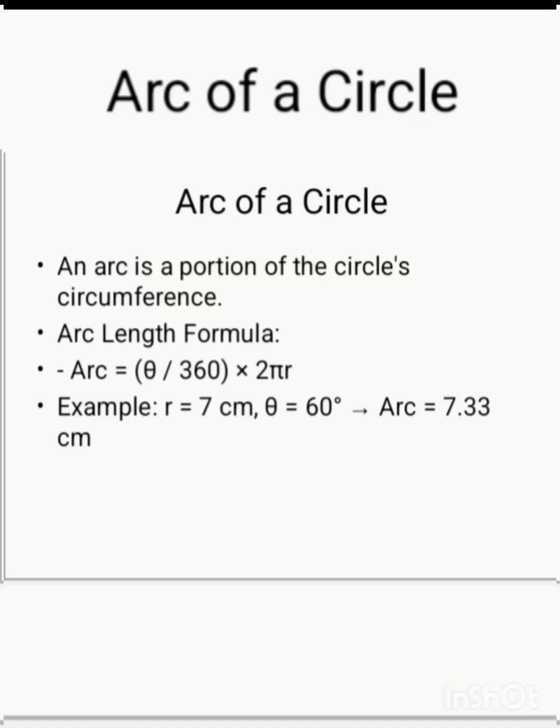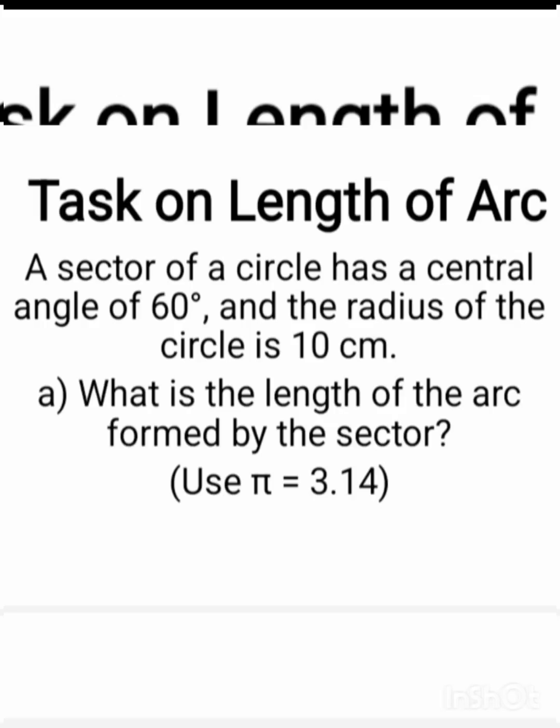Now the task on the length of arc. A sector of a circle has a central angle of 60 degrees and the radius of the circle is 10 centimeters. What is the length of the arc formed by the sector if your pi is 3.14? Answer this question in your notes.